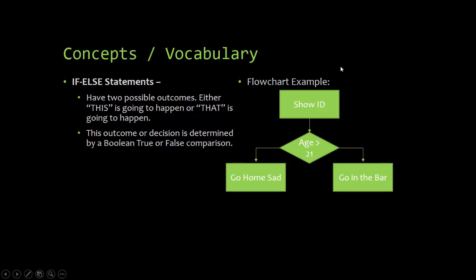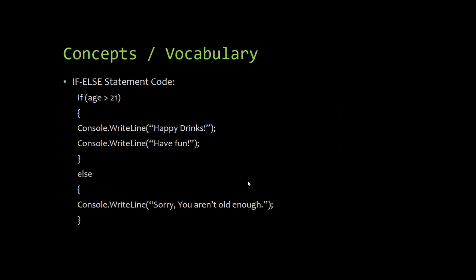So going back to our show ID flowchart example, if I go to a bar and I show my ID, the Boolean expression that will occur is age greater than 21. If true, whoops, I forgot to put true here, then you go to the bar. If false, then you go home sad. And then after that decision happens, maybe later on in the code, something else will happen, because maybe either going to the bar or maybe going home sad. But there will at least be an outcome based on the outcome. They'll either be if true or else false.